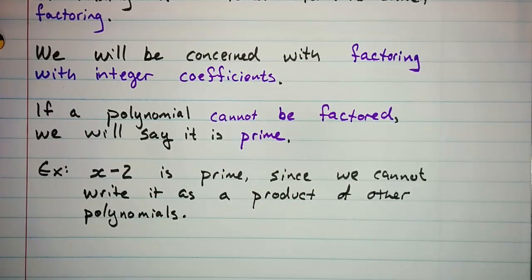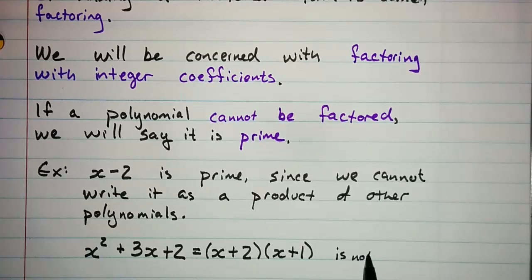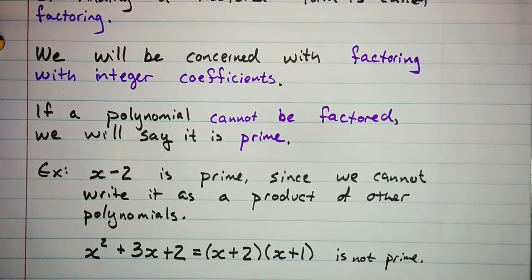I hope it's apparent that there's no way to think of x minus 2 as any polynomials multiplied together at all. On the other hand, the polynomial x squared plus 3x plus 2 is what we get when we multiply x plus 2 by x plus 1. You can confirm that by doing this multiplication. So x squared plus 3x plus 2 can be written as a product of other polynomials, so it is not prime. We will talk more in later videos about how to recognize when a polynomial is prime.